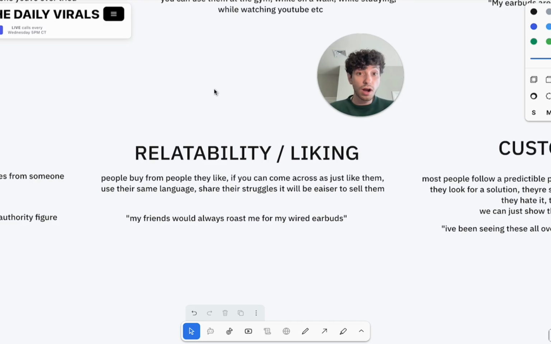If you can come across as just like them, use their language, share their struggles, it's going to be so much easier for you to sell to them. Again, it's making the customer feel heard, making them know that this product is for you. An example for the headphones is my friends would always roast me about wearing my wired earbuds. If I'm telling them I had the same exact experience as you, people are going to believe me a lot more. They're going to like me a lot more, and they're going to be more likely to buy from me.